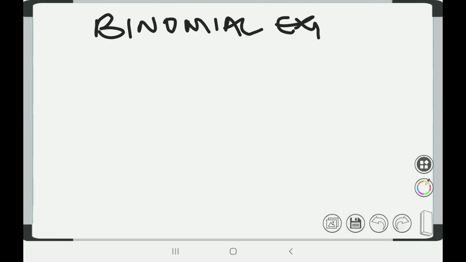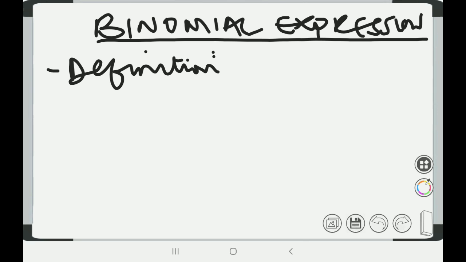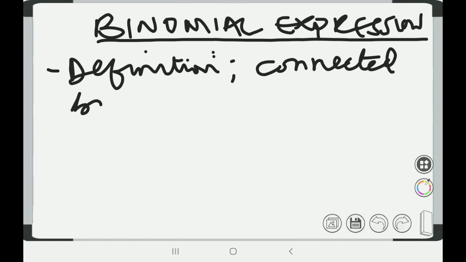Like here I talked about binomial expression, and by definition I said a binomial expression is an expression that is connected by a positive or negative sign.